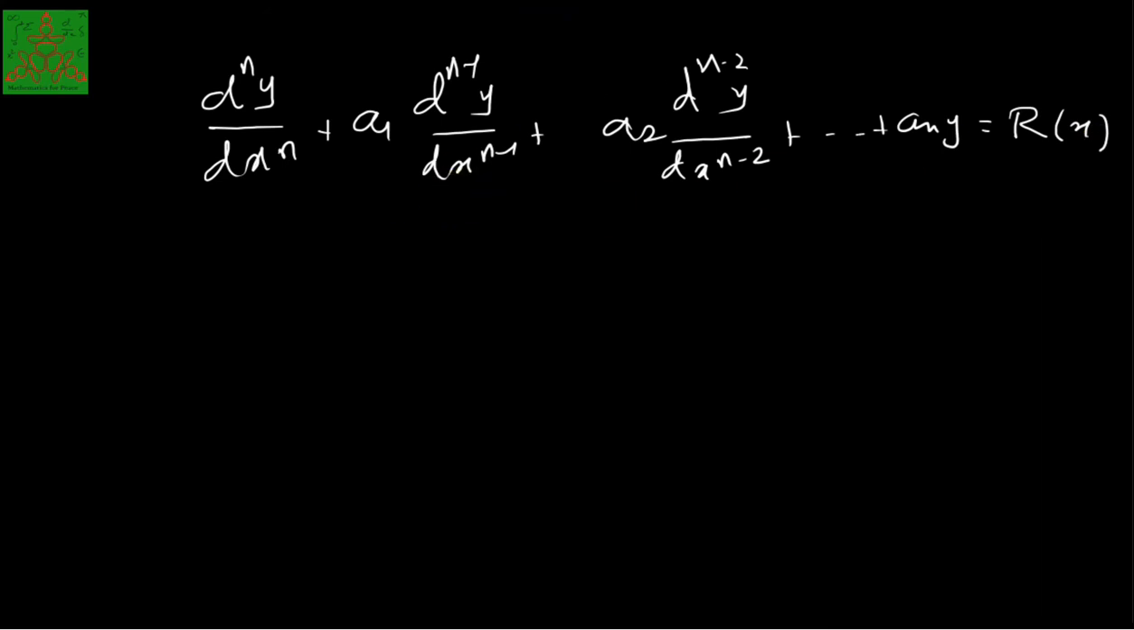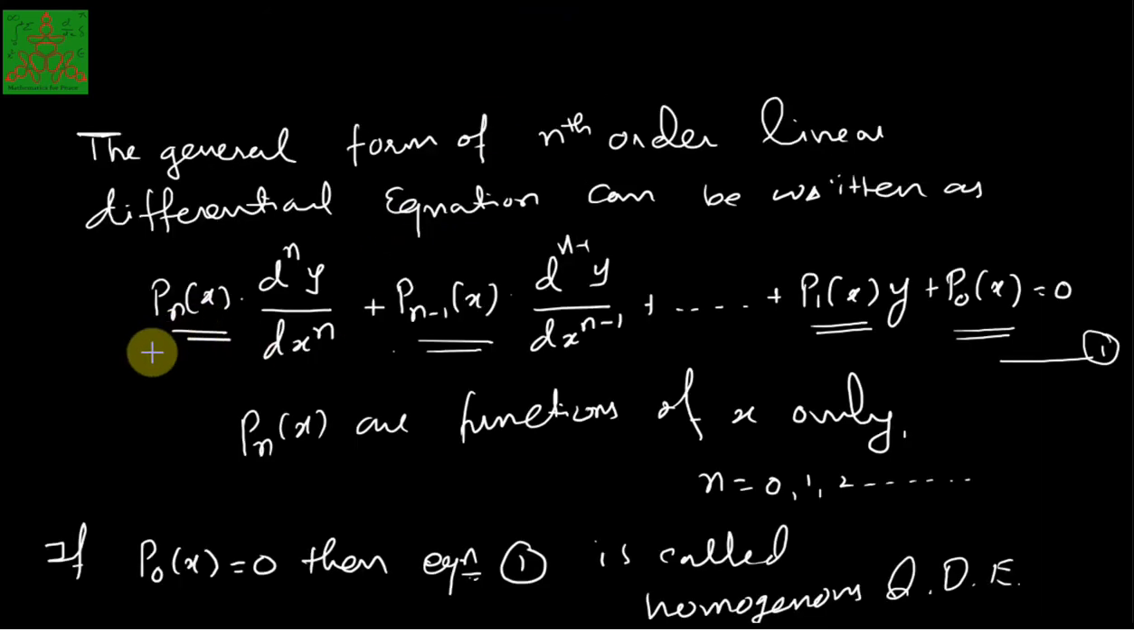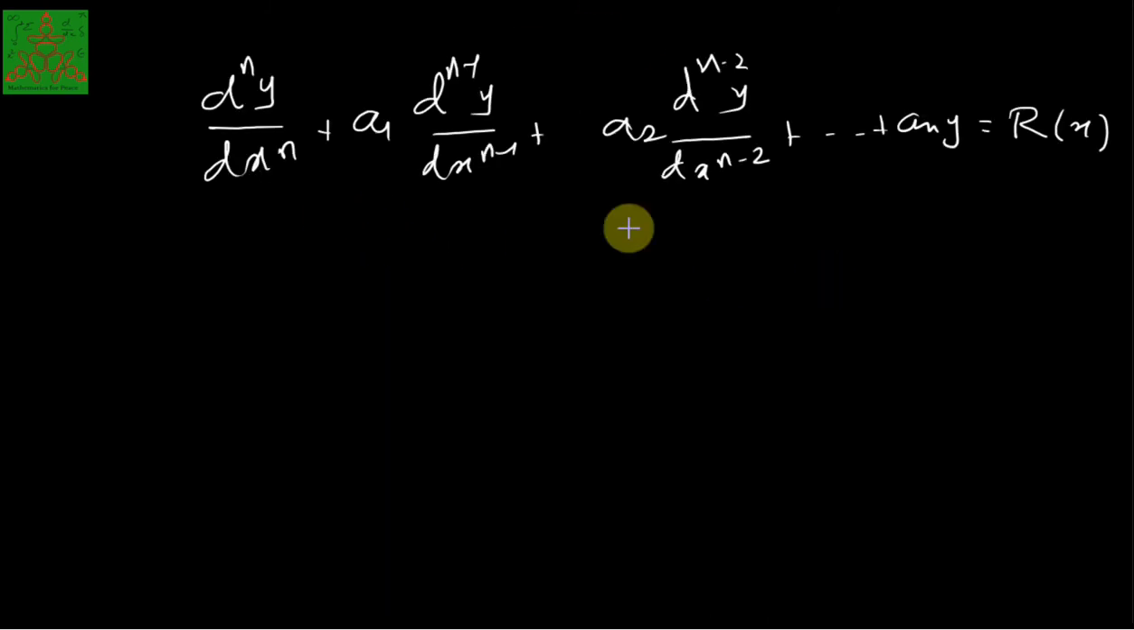Previously, what we had here, P(n-1), P1 and P0, are now constants, so we have written the constants in this manner. If r of x is 0, then it is called a homogeneous differential equation. That is again the same thing that we have.